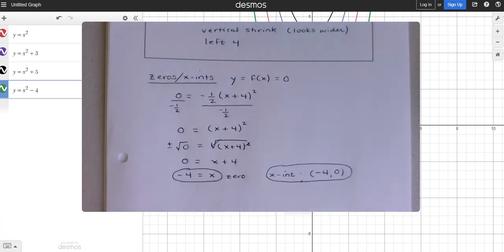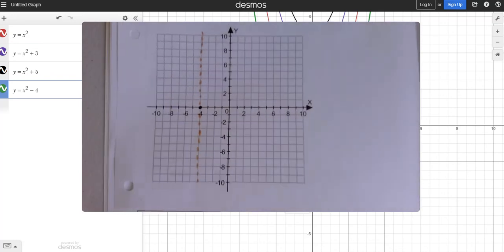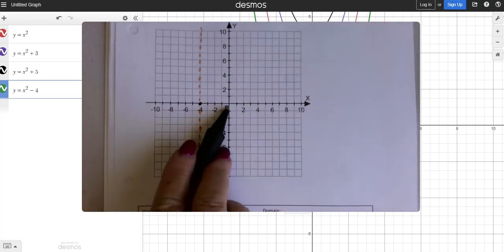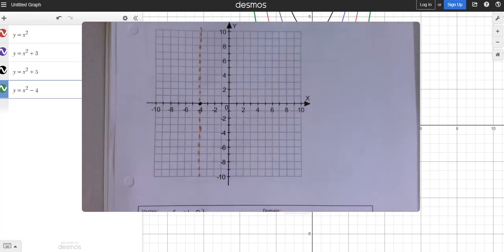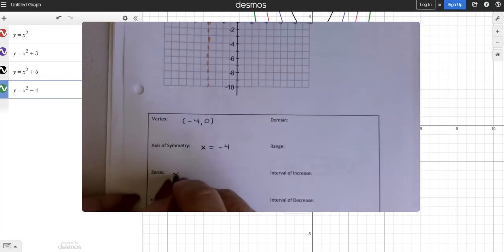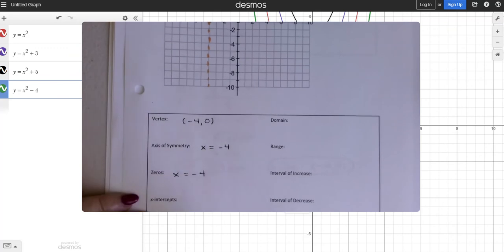Right? Now I wanted you to see where that comes from algebraically, but notice we kind of already knew that. Because we only shifted our vertex to the left, the vertex actually is the x-intercept. The vertex lies right on the x-axis. We really already had that, but now we've also shown it algebraically. So my 0 is x equals negative 4, and the x-intercept is (-4, 0).